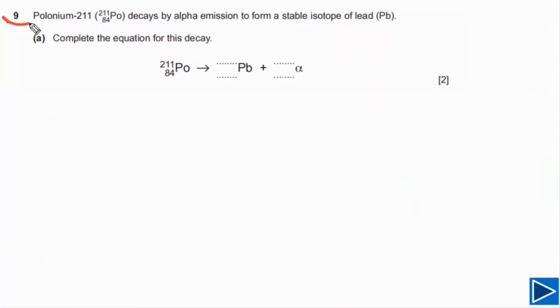For question number 9, it is given to us that plutonium-211 decays by alpha emission to form a stable isotope of lead. For part A, we need to complete the equation for this decay. It is given to us this is alpha decay. So first of all, we can write down the atomic number and mass number for the alpha particle. Now we have to complete this one. So this is 84 minus 2. So this one has to be 82.